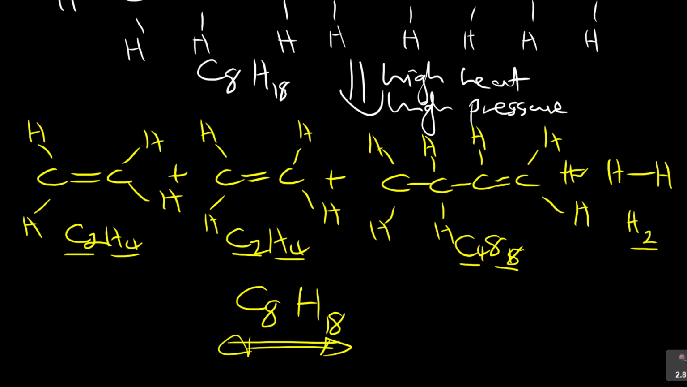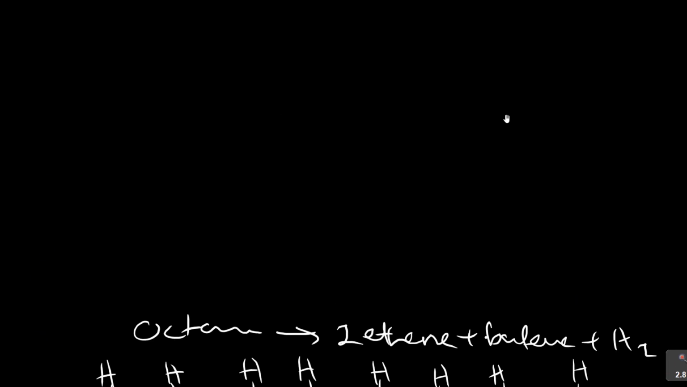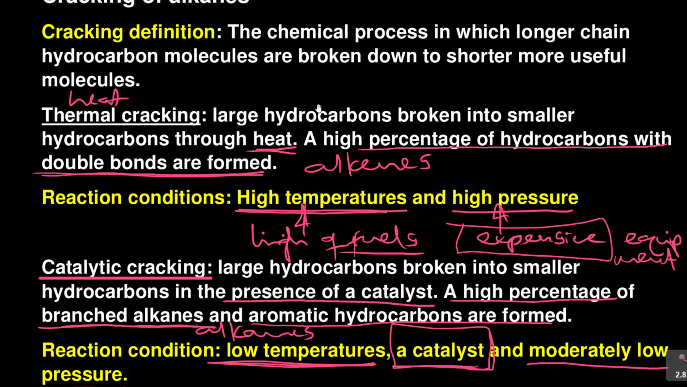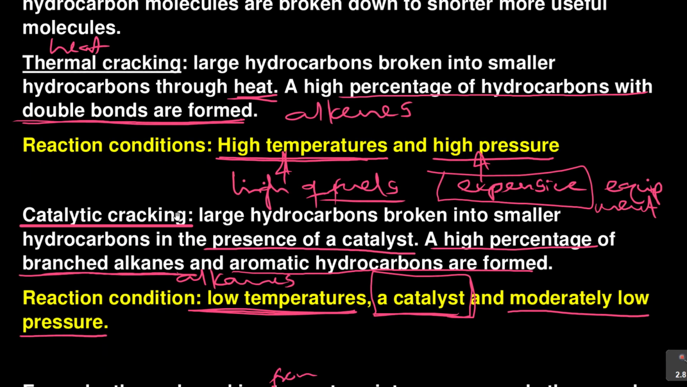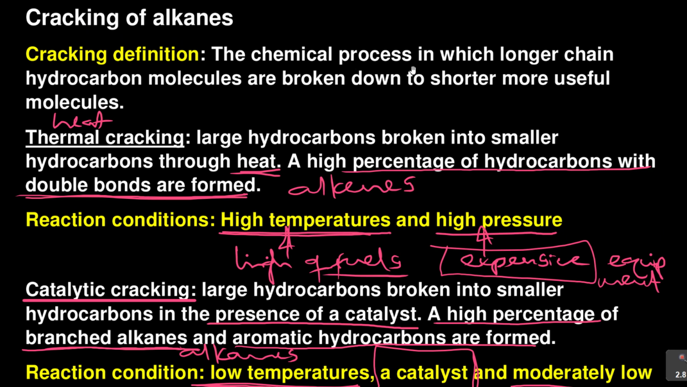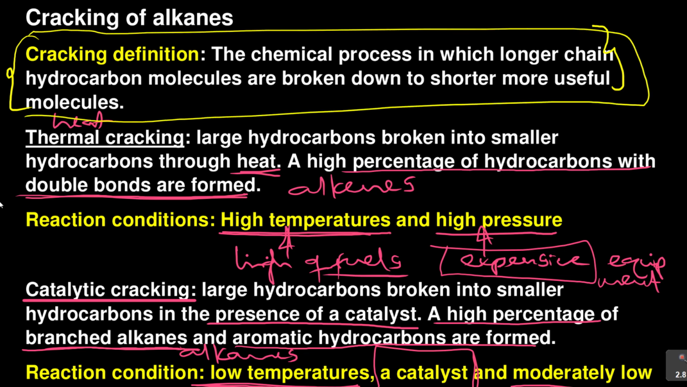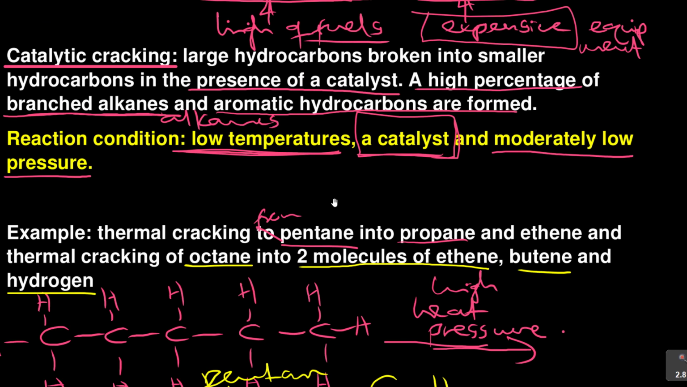We have done what we mean by cracking. Don't forget the generic part. There are two types of cracking. It is thermal cracking, where you use heat and high pressure. There is catalytic cracking, where you use low temperature, moderately low pressure, and a catalyst. That's why it's called catalytic. But in both cases, when we are cracking, we say it is a chemical process in which longer chain hydrocarbon molecules are broken down into shorter, more useful molecules. They will want you to know that definition. Very important. They'll say define cracking. And then we're just demonstrating.